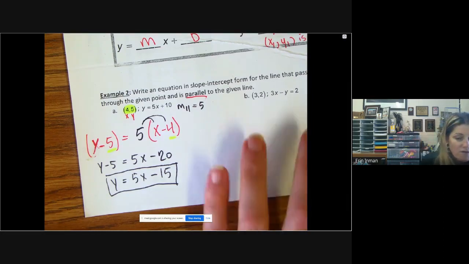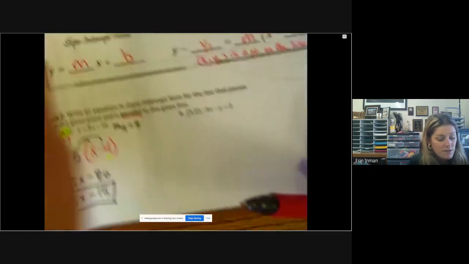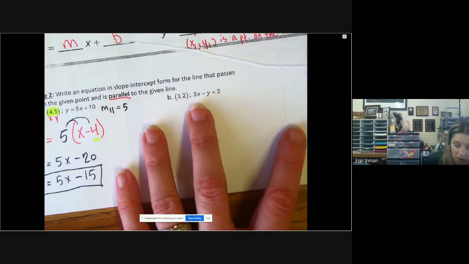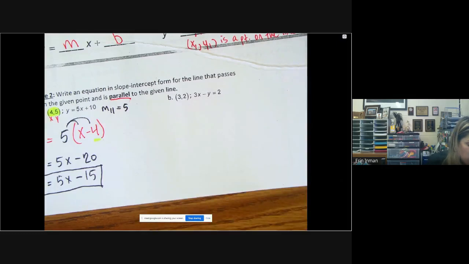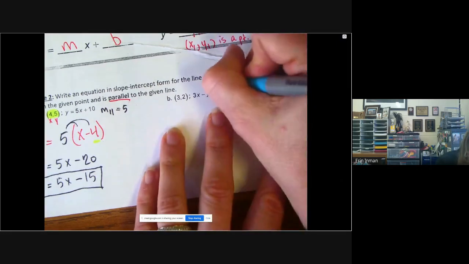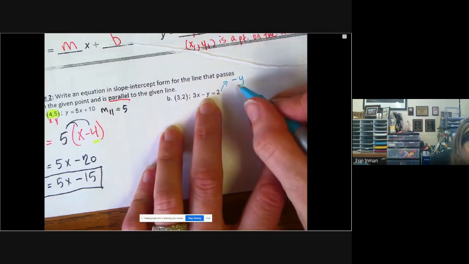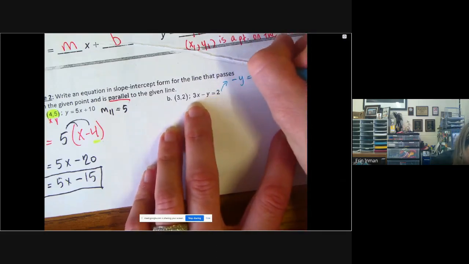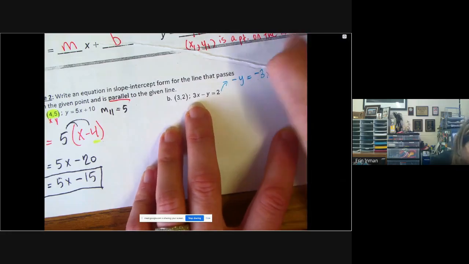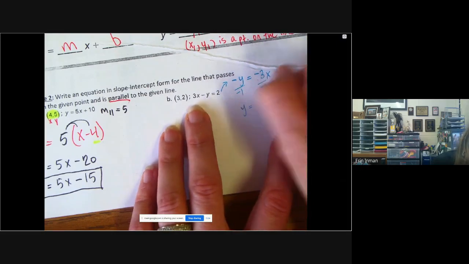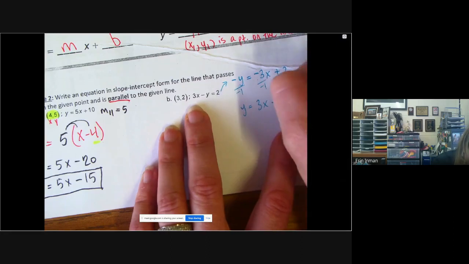So let's look at just another example here. In this, notice it's in standard form. And I feel like sometimes standard form can be a little tricky to identify what our slope is. So let's put this in slope-intercept form. Notice it's a minus y, so we'll keep that as a negative y. We'll bring the 3x to the opposite side by subtracting it, and the 2 stays right where it's at. And then we're going to divide everything by -1, and we end up with y equals 3x minus 2.